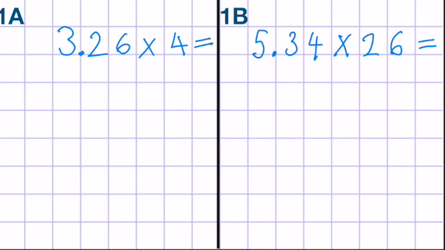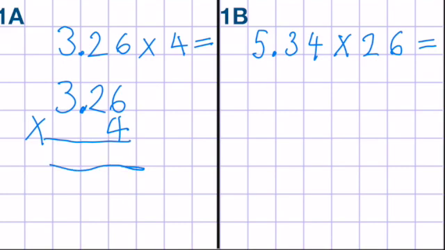Number 1, 1A 3.26 times 4, 1B 5.34 times 26. Press pause and work it out. Okay, 3.26 multiplied by 4. So I've lined up my digits and I'm going to put a decimal point in the answer box. 4 times 6 is 24. I'll carry my 2. 4 times 2 is 8, plus 2 is 10. 4 times 3 is 12, plus 1 is 13. 13.04.